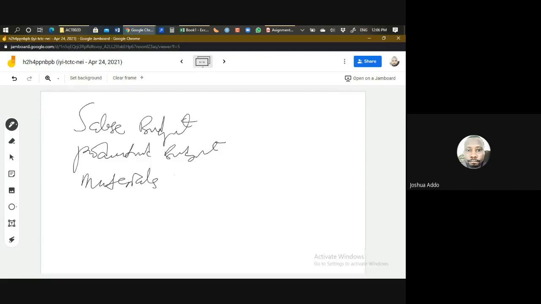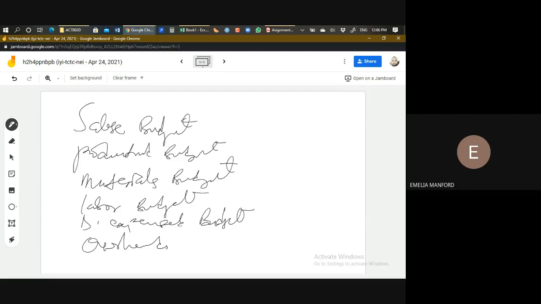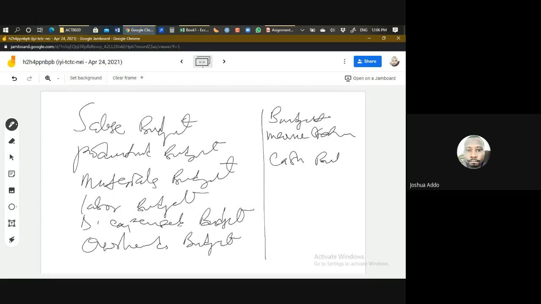It will come to labor budget. Direct expenses budget. Overhead budget. We can prepare our budgeted income statement. And then cash budgets. We might not have enough information to prepare budgeted balance sheet or budgeted statement of financial position. But these ones, if you go through the question, we have enough information to prepare this budget.